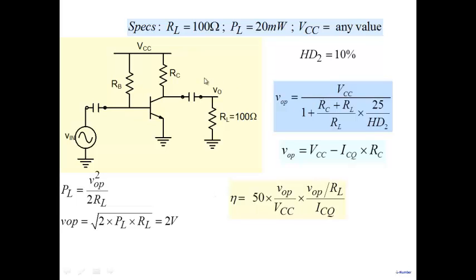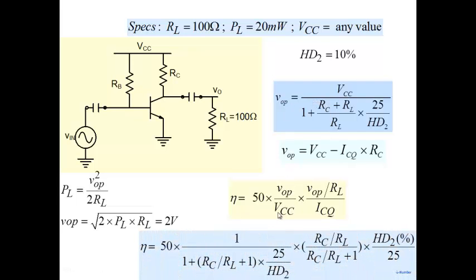Okay. So what do we do? We have VOP by VCC here. So we take this equation and plug it here. And VOP by RL. So we can get an expression for VOP from here. Note, VOP in terms of VCC, we'll put it here. ICQ I can extract from here. ICQ is nothing but VCC minus VOP divided by RC. So I extract ICQ from here, I put it here. I extract VOP from here, put it here, and I get a nice long expression.